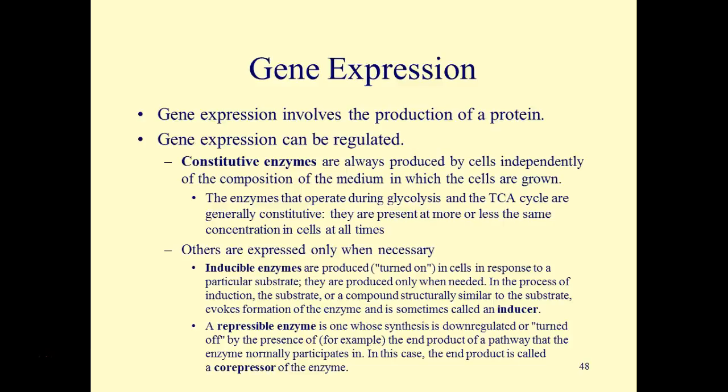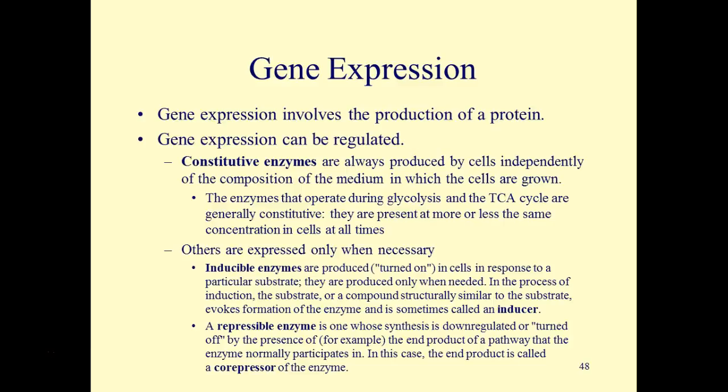Others are expressed only when necessary. For example, an inducible enzyme will be produced or turned on in cells in response to a particular substrate. They're only produced when needed. In the process of induction, the substrate, or a compound similar to it, is going to evoke the formation of the enzyme, and we call that an inducer. We're going to see an example here of an operon, but an inducible enzyme is only going to be made when the substrate for that enzyme is present. So the gene to make that enzyme is going to be turned on when the substrate is present. When the substrate is not present, the gene is going to be turned off.